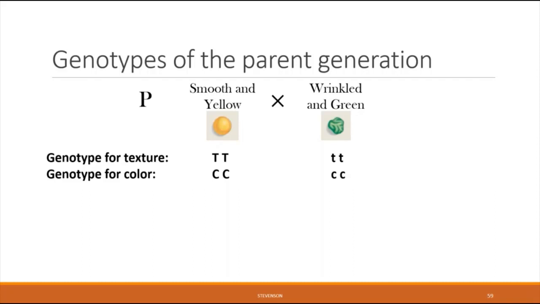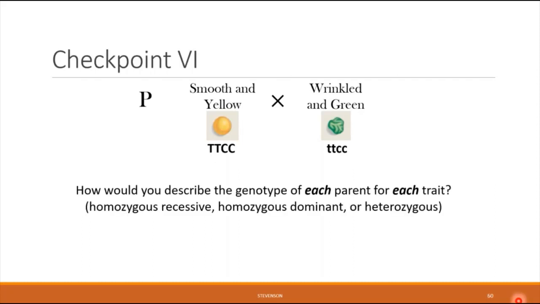So, important point to make here, when you are talking about multiple traits, you have to have a pair of alleles for each trait. It's not enough to have a single T and a single C, a single letter of each type. You have to have two T's for texture and two C's for color, because every individual has two alleles for every trait. Again, testing your terminology here, how would you describe the genotype of each parent for each trait? Homozygous recessive, homozygous dominant, or heterozygous?